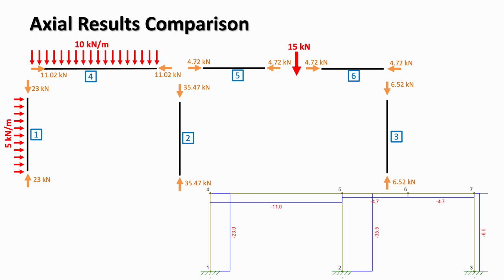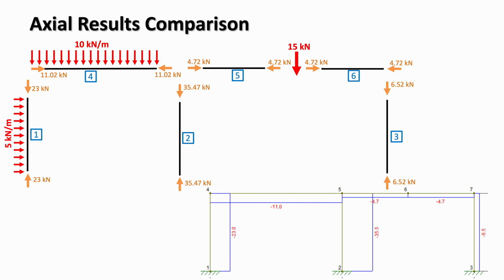The left column carries significant compression due to both vertical UDL and the lateral load. The central column carries the highest axial force as it supports the majority of the roof UDL, and the right column carries a smaller vertical reaction and therefore smaller compressive force. Across the top beams, we can see axial forces induced by the distributed loads introducing horizontal thrust.